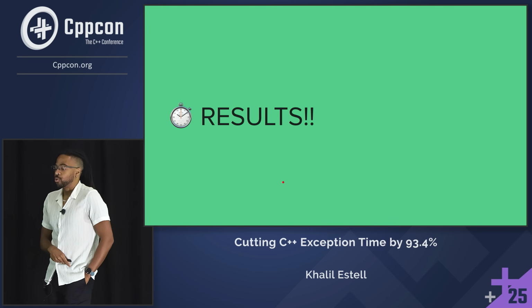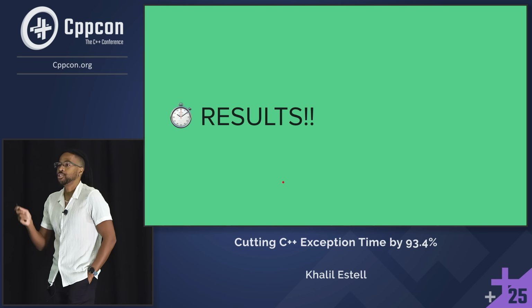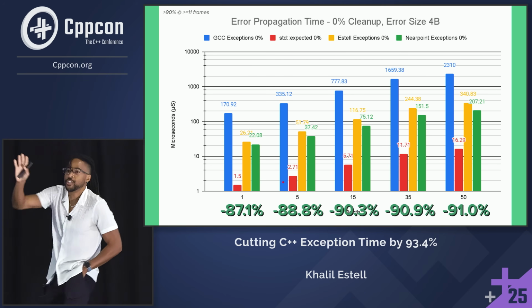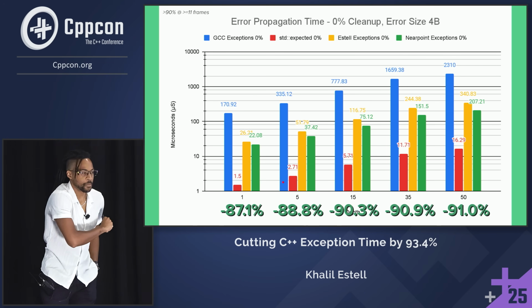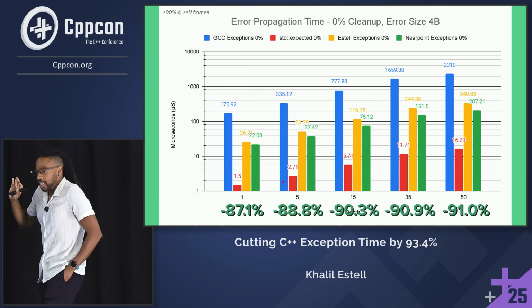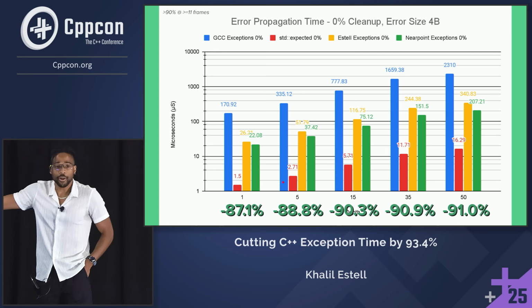And for the results, I have finally reached 90%. At least for frames above 11. So with this, we're actually faster than binary search. Thank you, thank you.